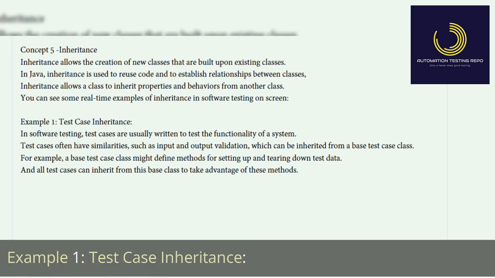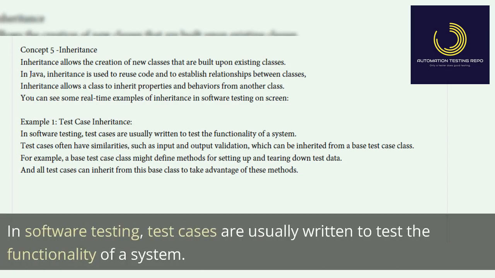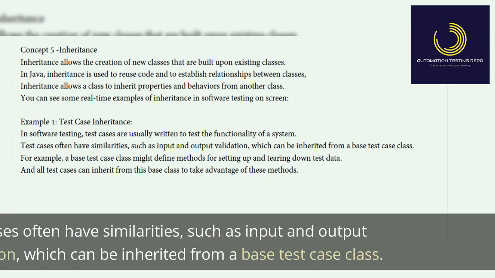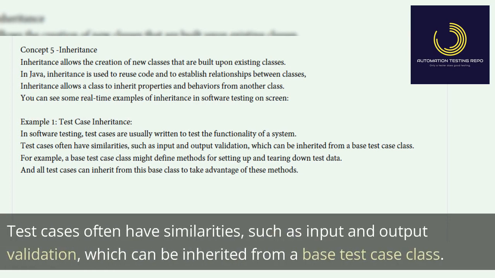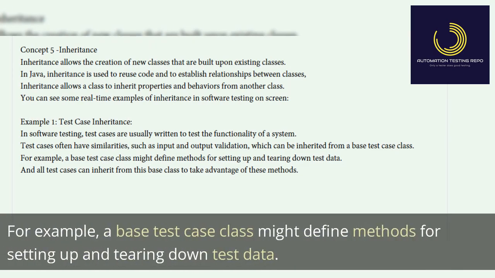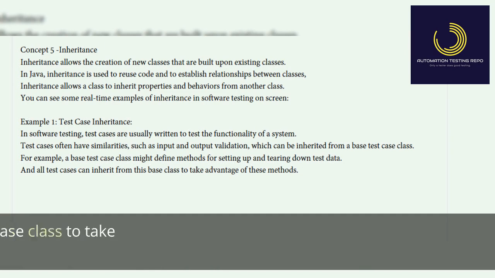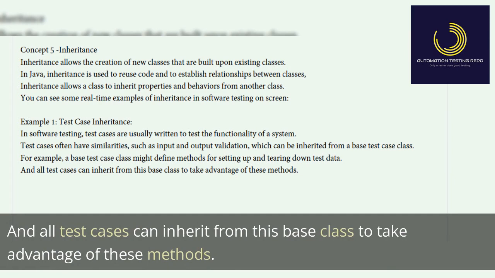Example 1. Test case inheritance. In software testing, test cases are usually written to test the functionality of a system. Test cases often have similarities, such as input and output validation, which can be inherited from a base test case class. For example, a base test case class might define methods for setting up and tearing down test data. And all test cases can inherit from this base class to take advantage of these methods.